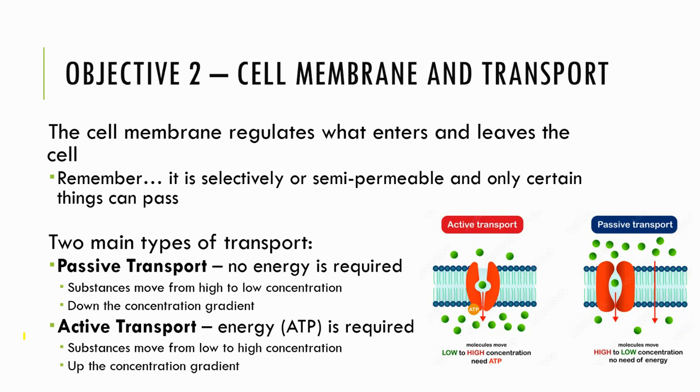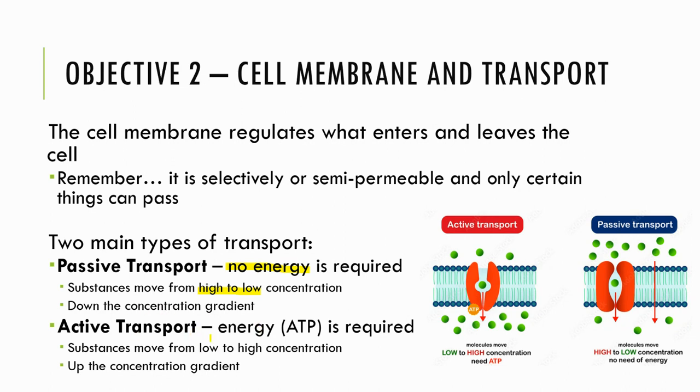Anytime a molecule is moving from an area of higher concentration to lower concentration, it's going to be passive, and it doesn't require energy to do that. We call that moving down the concentration gradient. So the key to passive is no energy, because we're moving high to low. We have that downhill movement with the gradient, or down the gradient.